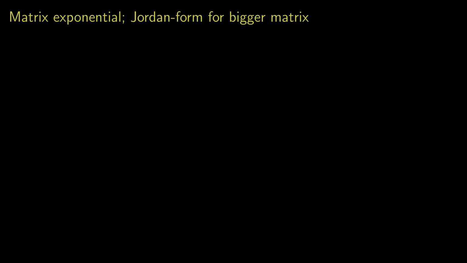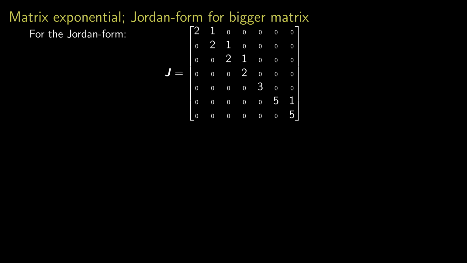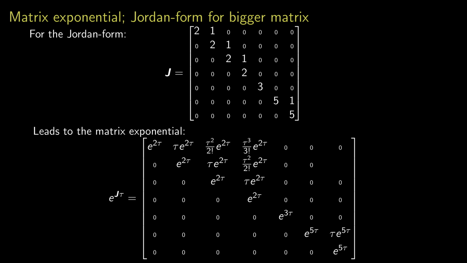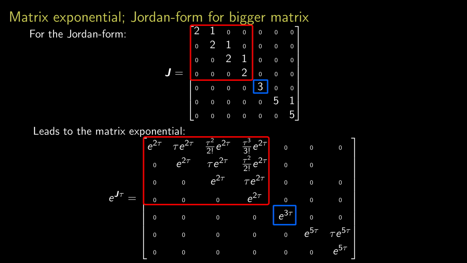For a quick last thing, showing the matrix exponential for a larger Jordan form, where we need multiple blocks. Here we have 3 blocks. I will mark the blocks and the corresponding entries in the matrix exponential function for the matrix. We have the first 4x4 block for the eigenvalue of 2, here marked in red. Then a 1x1 block for the eigenvalue of 3, marked in light blue. And finally, the 2x2 block for the eigenvalue of 5, marked in yellow.